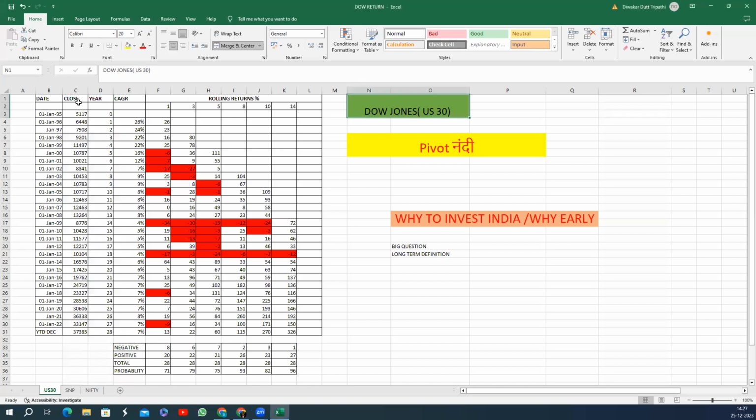As you can see the close, I just want to make it clear how the closing prices have been written here. You can see the prices are written with a 1 year gap. The first column represents the 1st January 95 closing price of Dow Jones US 30. The second column shows the closing price on 1st January 96 of Dow Jones US 30. Similarly, so on and so forth.